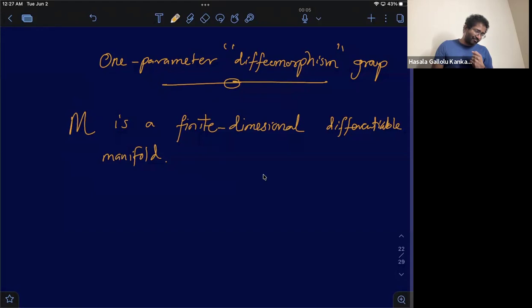Let's say, for simplicity, when you consider a differentiable curve, right?